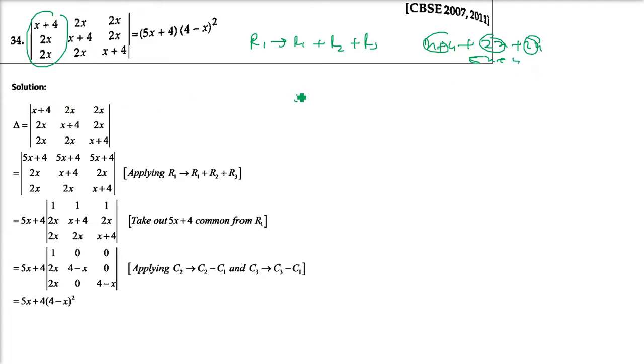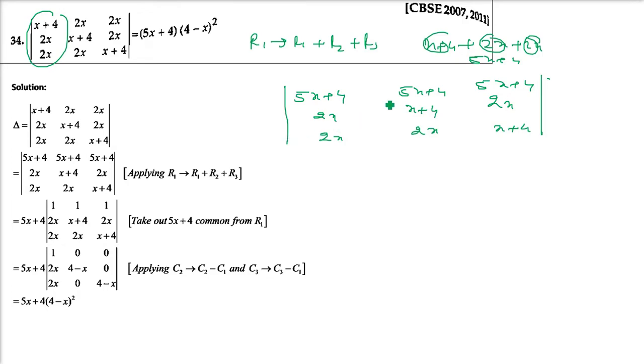So I'm doing all the R1 plus R2 plus R3. Here also 5x plus 4. Here also 5x plus 4. Now, what is remaining? 2x, 2x, x plus 4, 2x, and then 2x and x plus 4. Now you can take this 5x plus 4 common from here. When you take 5x plus 4 common, what is remaining inside? It will be 1. So this 1 will remain, here 1 will remain, here 1 will remain. Right?